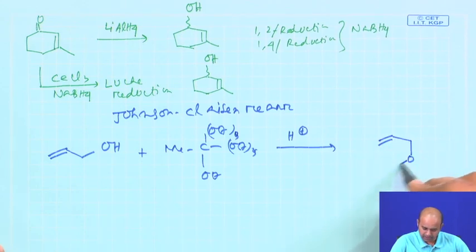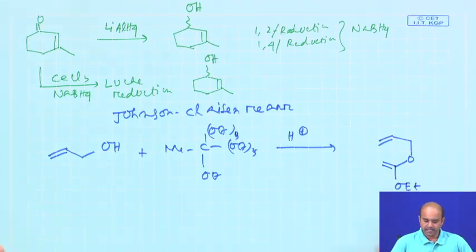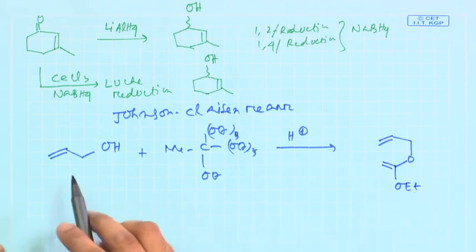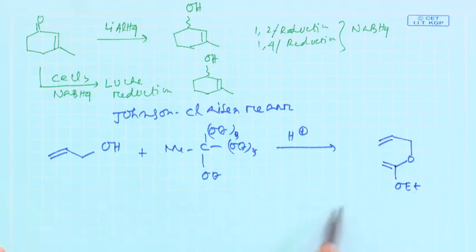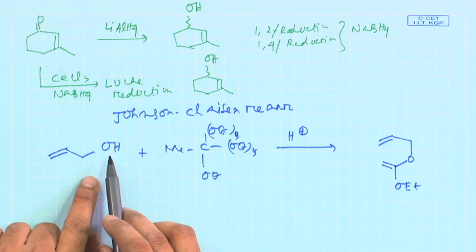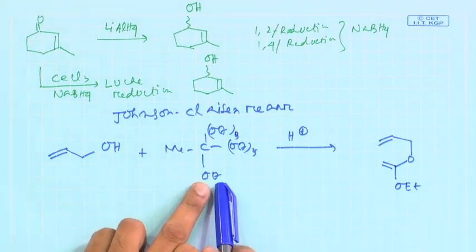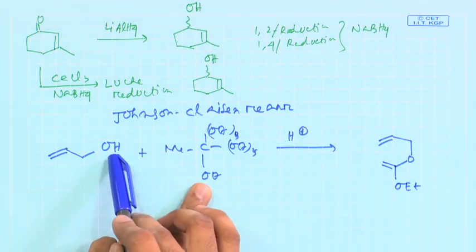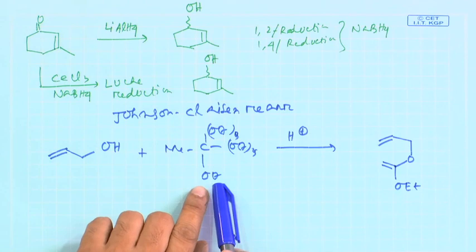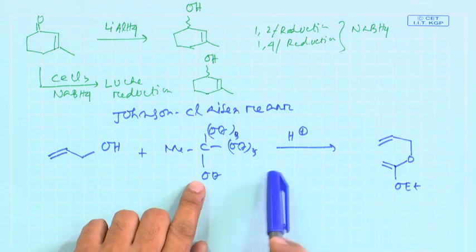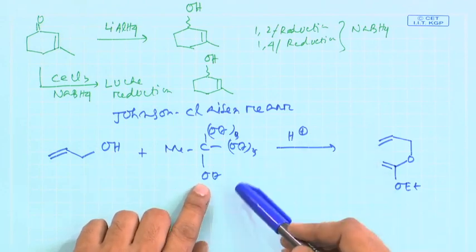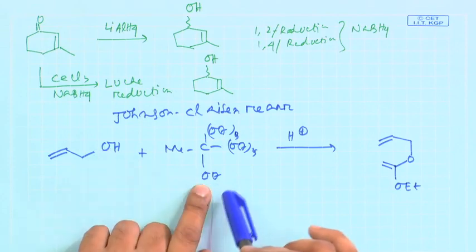You will be getting an intermediate whose structure is this, and you can figure out how it has been generated. Very initially there will be a transesterification kind of reaction, where one of the ethyl groups will be replaced by this allyl group. You pick up ethanol as a byproduct and put this O-allyl here.